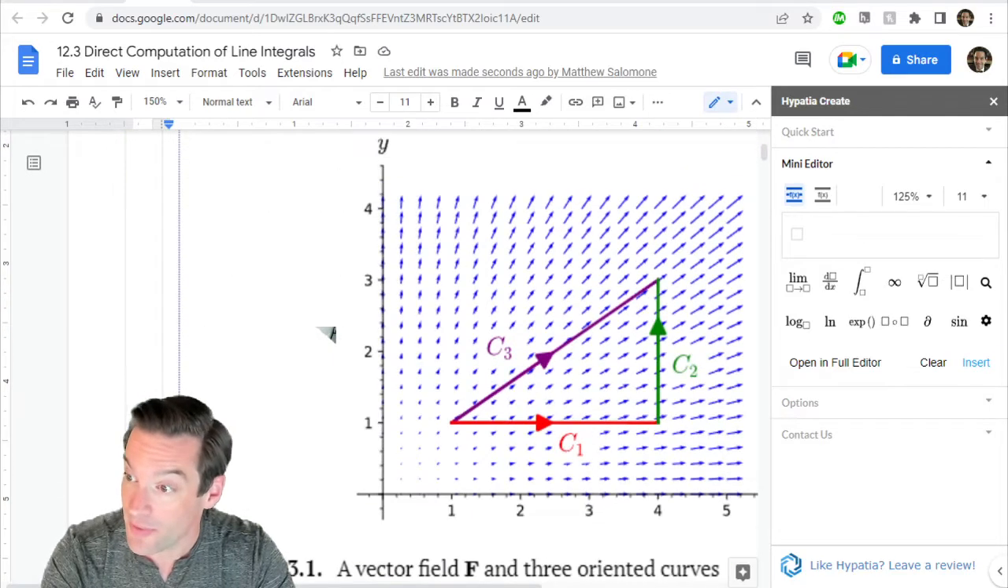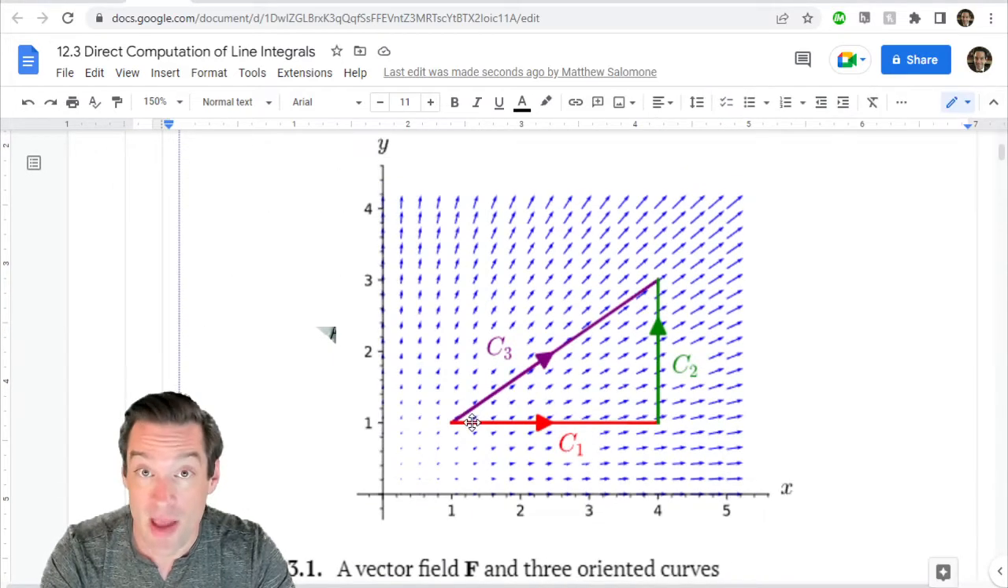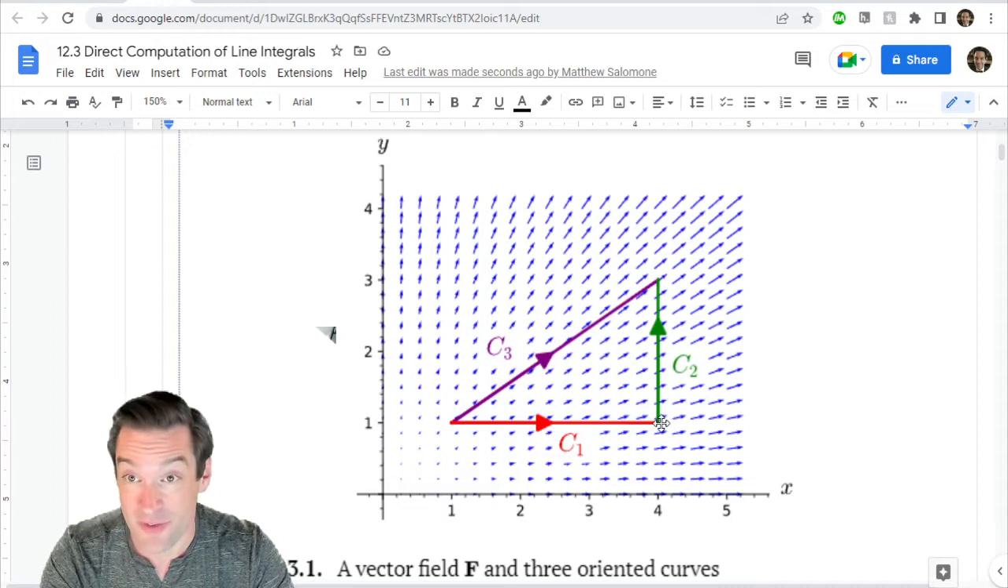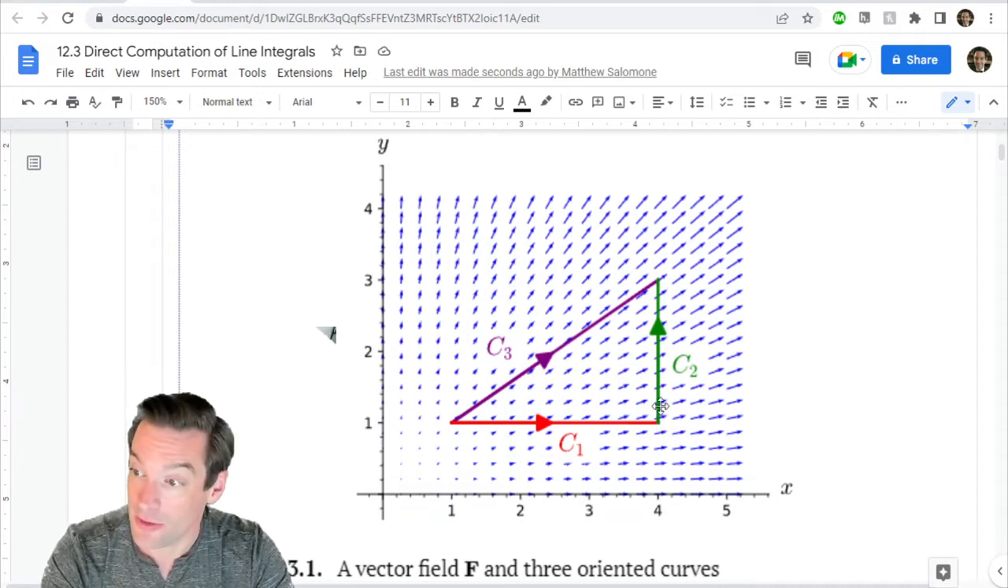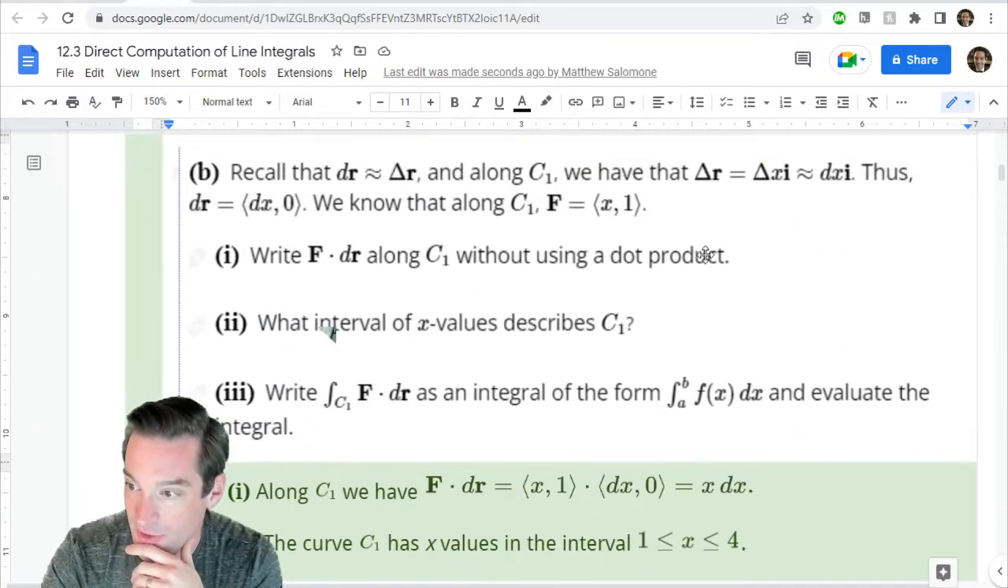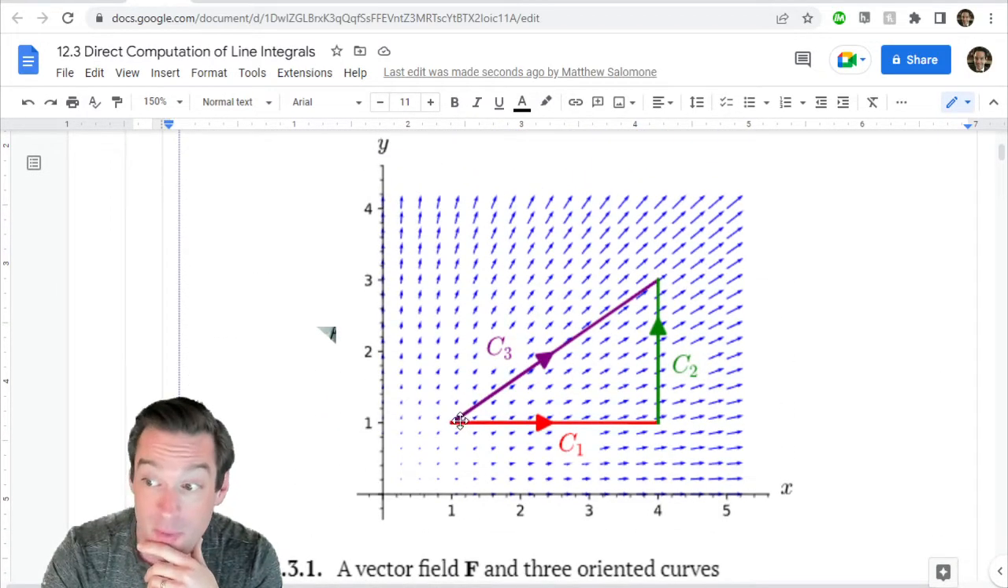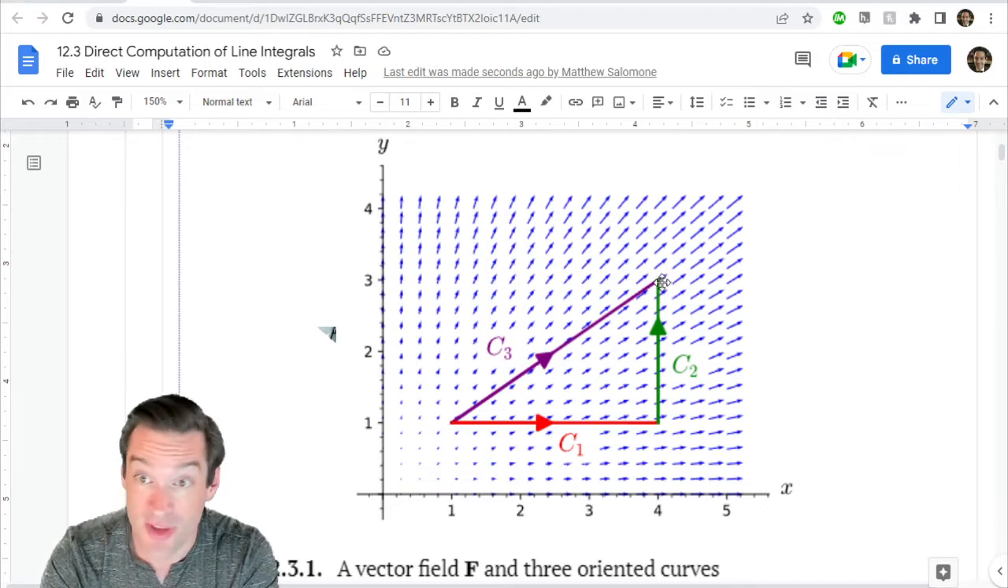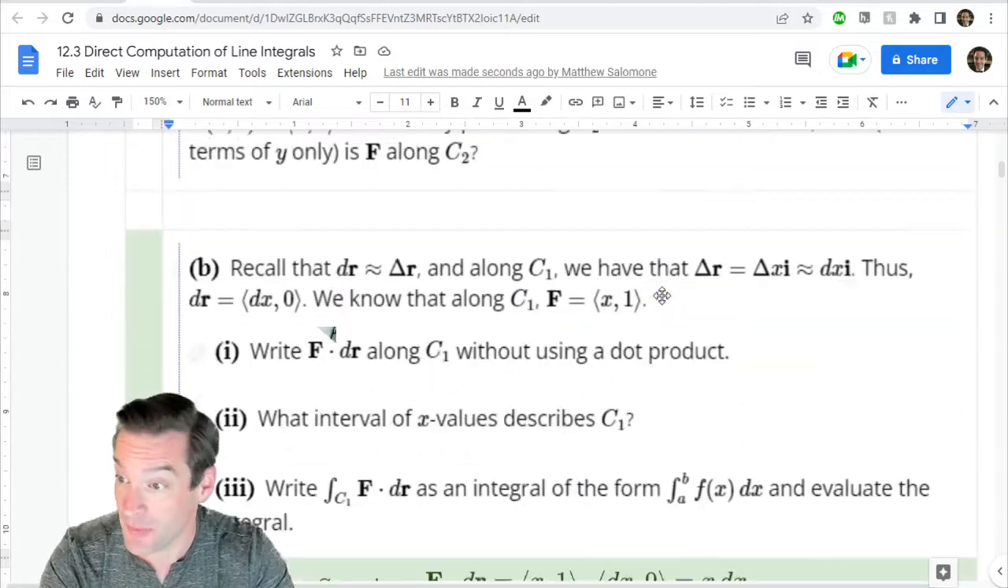So if we take stock of what we have so far, the path integral on the bottom side ends up being 15/2, 7.5. The path integral on the right side gives us a value of 26/3, so that's 8.6 repeating, right, as a decimal. And so the next interesting question is, what happens if we go directly from point A to point B, right? Directly from 1, 1 to 4, 3 along this diagonal side? How would the work look different?